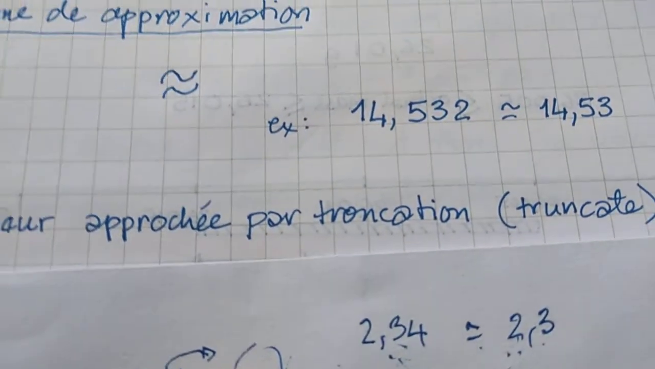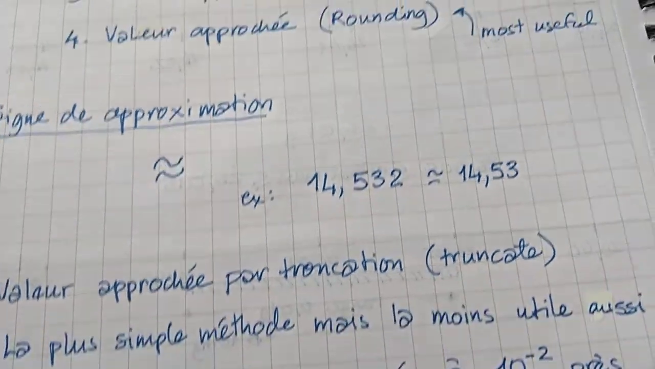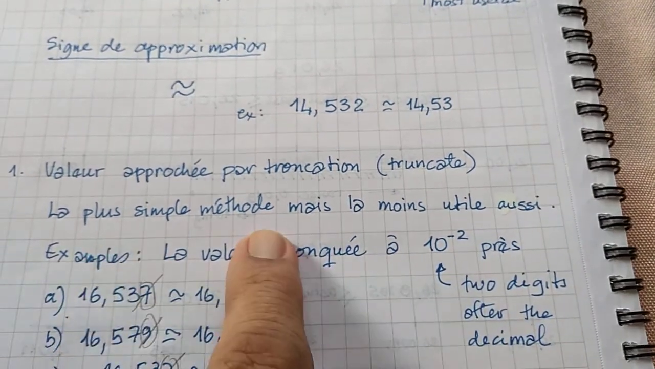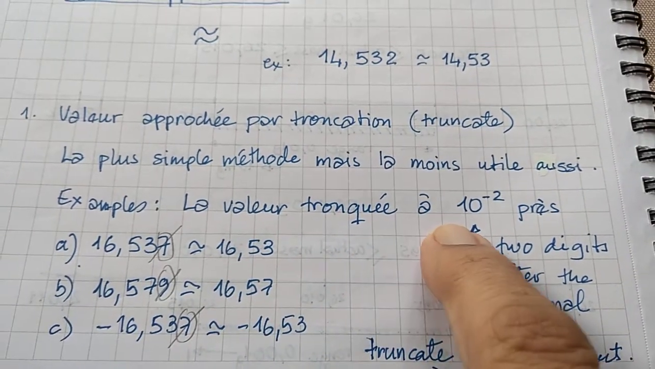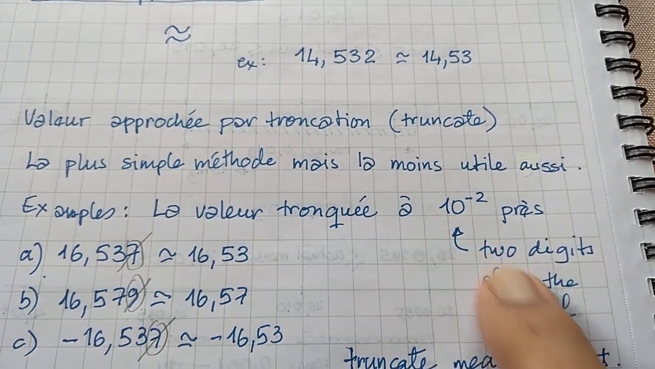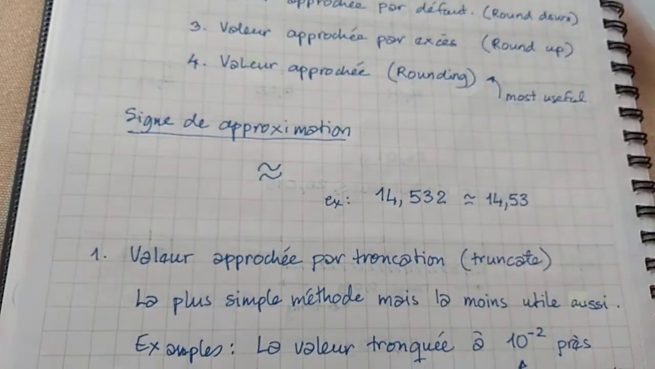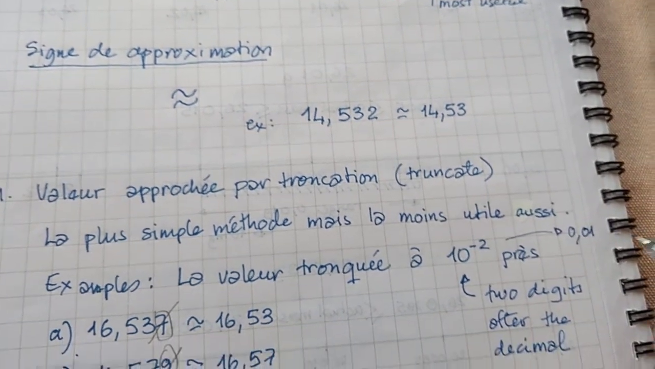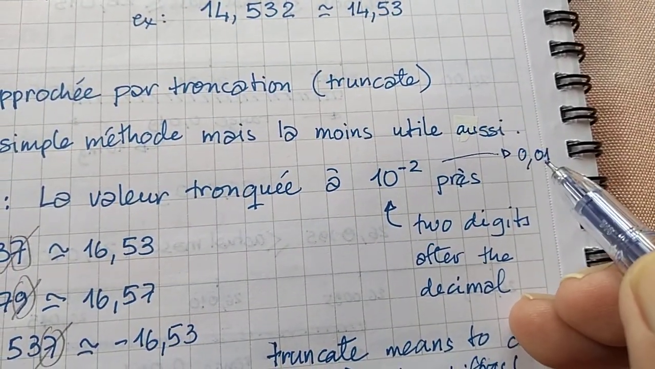Okay, so we will start with valeur approchée par troncation. In English it's known as truncated value. Here, la plus simple méthode mais la moins utile aussi. So it's the simplest but it's the least useful. We can say, for example, la valeur tronquée à 10 à la puissance moins 2 près. What does this mean? This means 2 digits after the decimal. What is 10 to the power minus 2? It is 0.01. We did all that when we did exponents and powers. So we want to get 2 digits after the decimal.